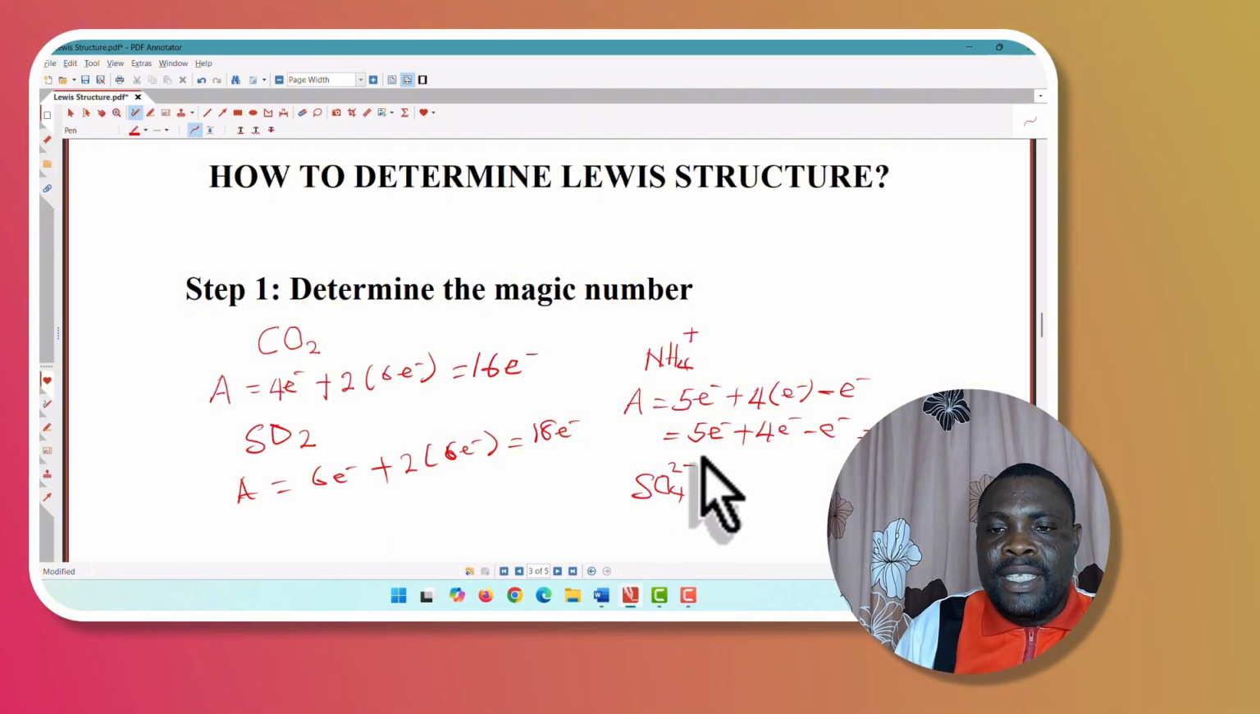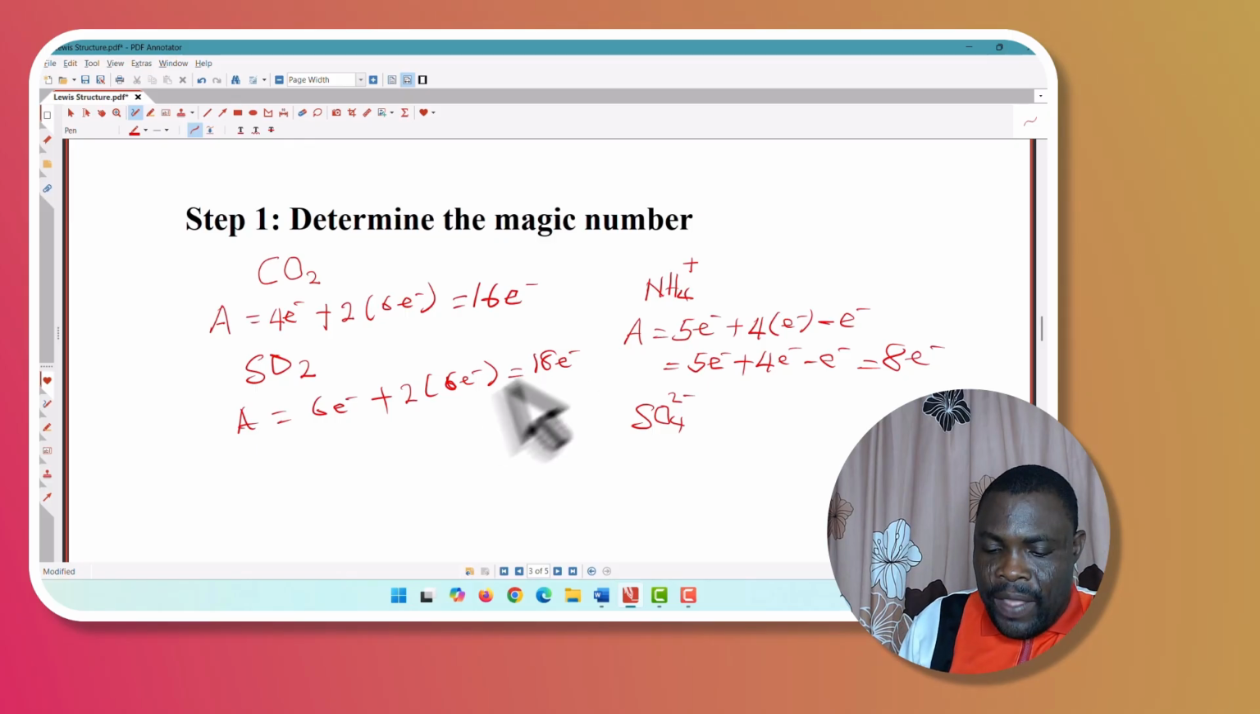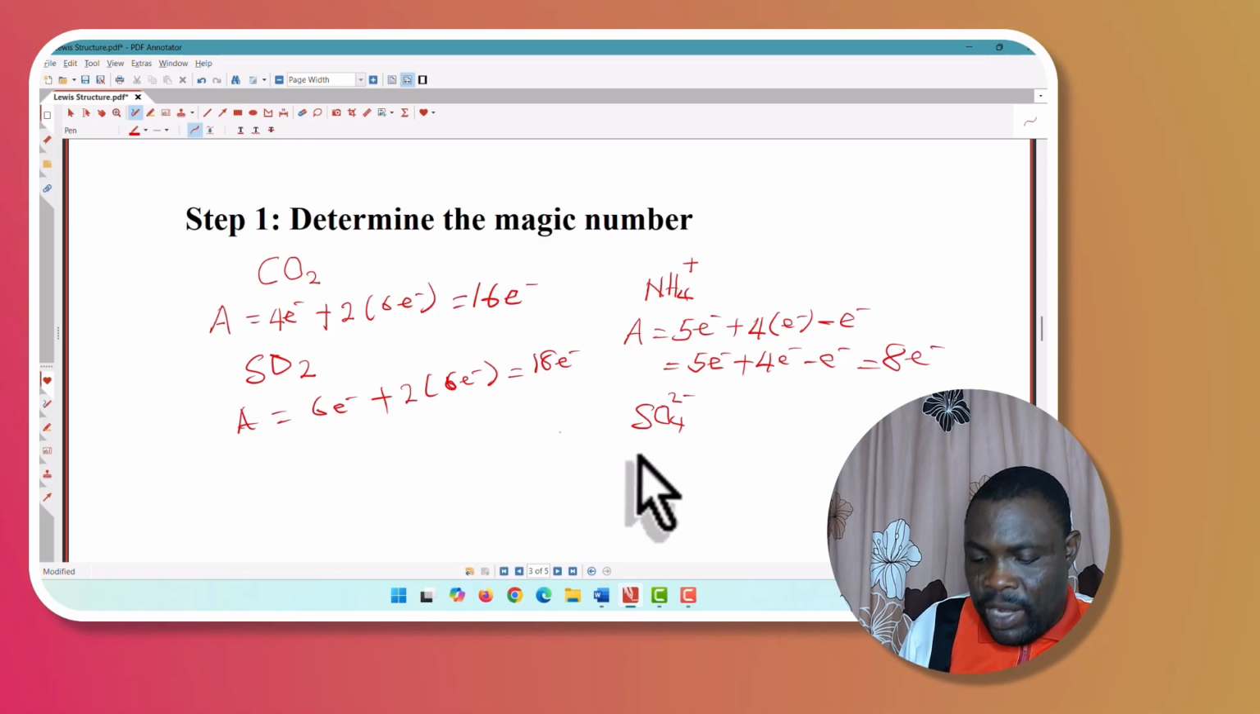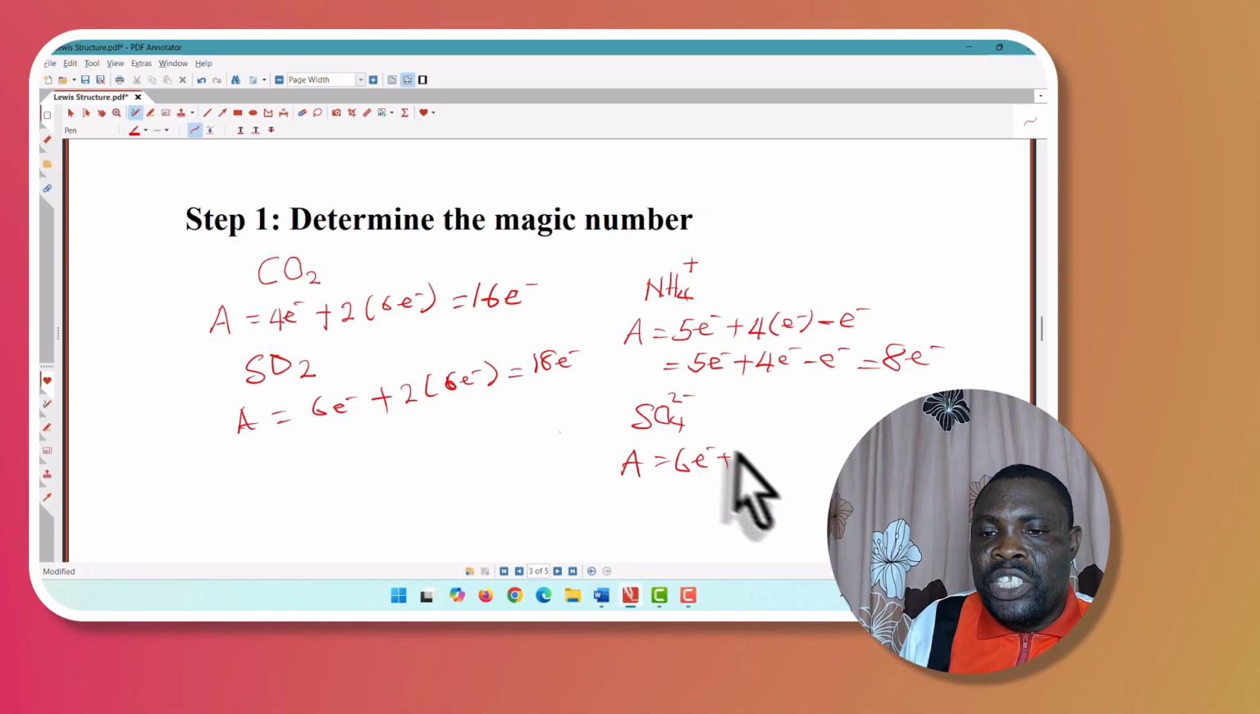Now let's look at SO4 2 minus. That is the sulfate ion. Now for SO4 2 minus, let's calculate the available electrons. Sulfur is in group 6. That will give me 6 electrons. Plus oxygen is in group 6. That will give me another 6 electrons, and because we have 4 oxygens, we multiply that by 4. Now, the 2 minus means that this species has gained an extra 2 electrons to the available electrons in it. So we are going to say plus 2 electrons, because of the 2 minus.